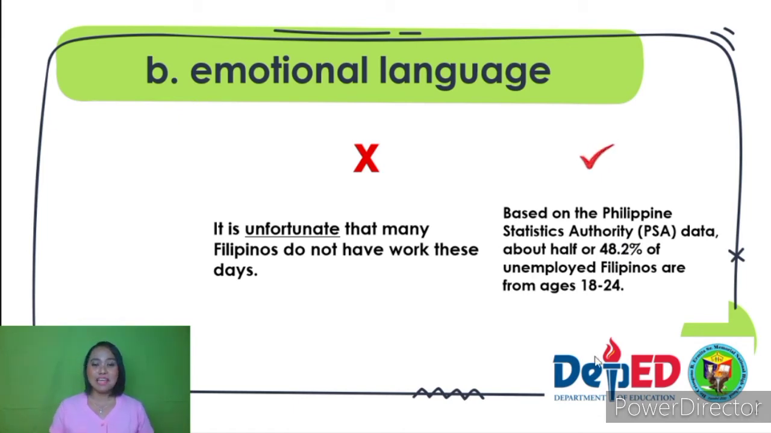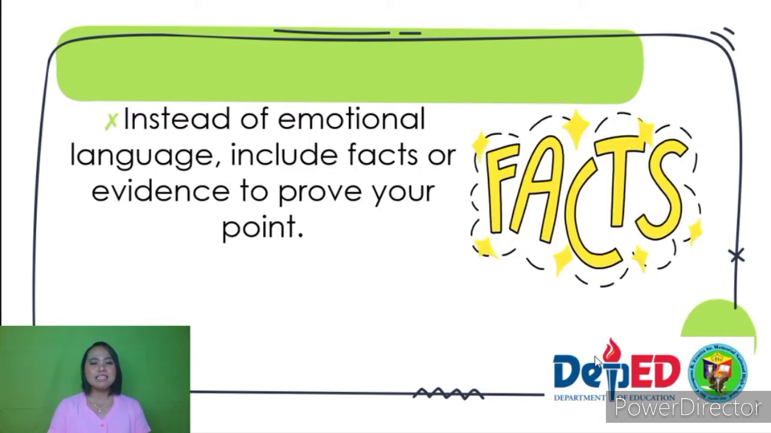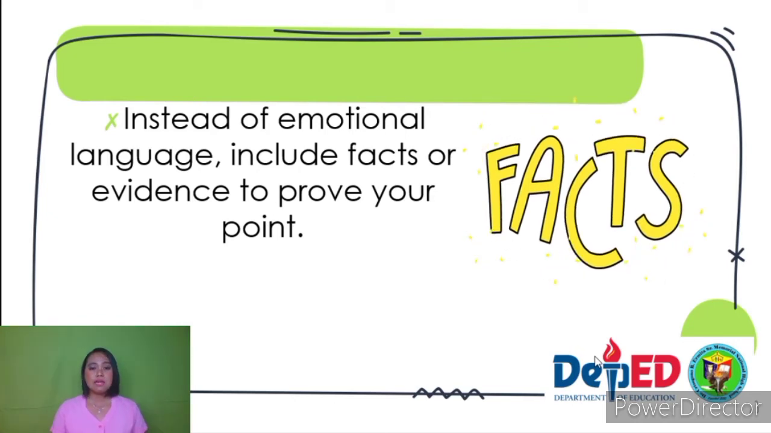Instead of using that statement, we can use: based on the Philippine Statistics Authority or PSA data, about half or 48.2% of unemployed Filipinos are from ages 18 to 24. Instead of emotional language, include facts or evidence to prove your point. You can get facts in making research or reading current events.